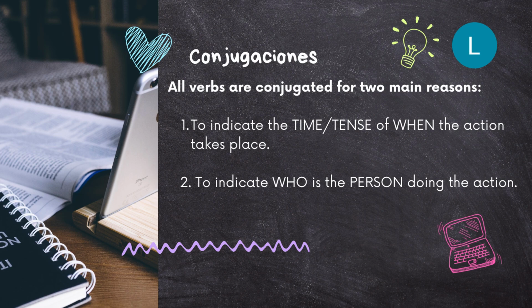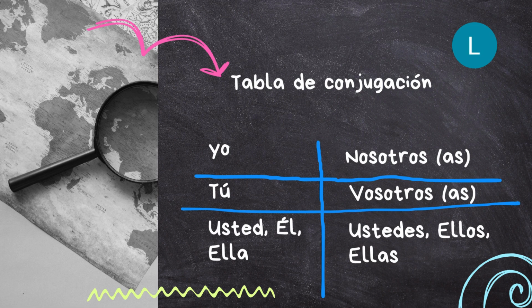Conjugaciones, conjugations. All verbs are conjugated for basically two main reasons. Number one, to indicate the time or tense of when the action takes place, and to indicate who is the person doing the action. If you are looking at this and you are not understanding what it is, that means you skipped the pronombres personales video and you should definitely go check that out and then come back here.